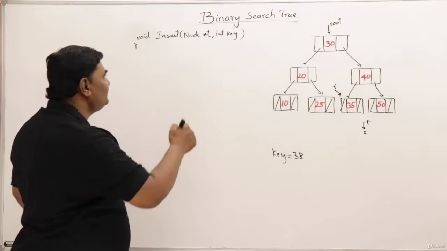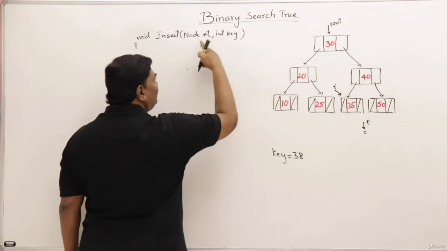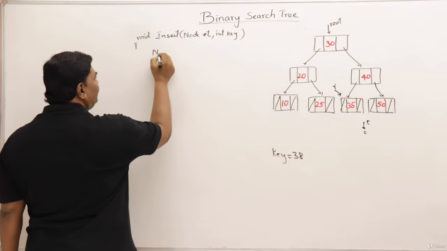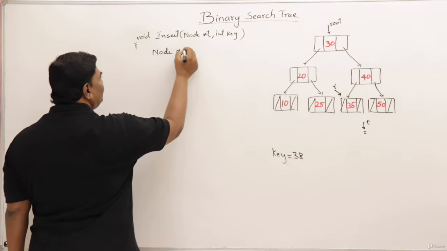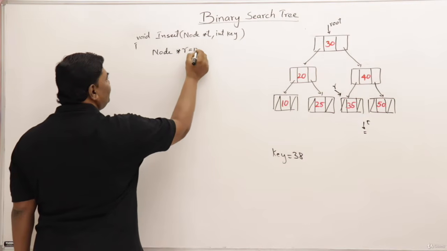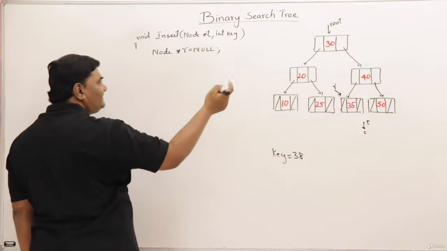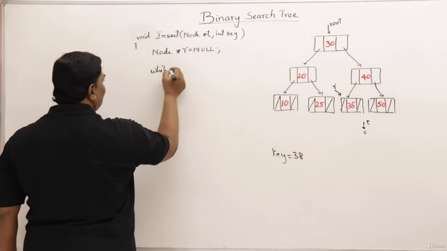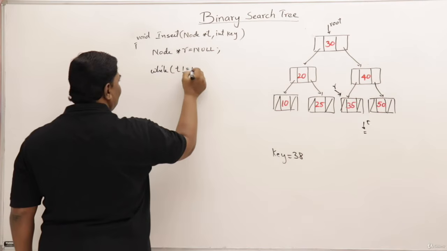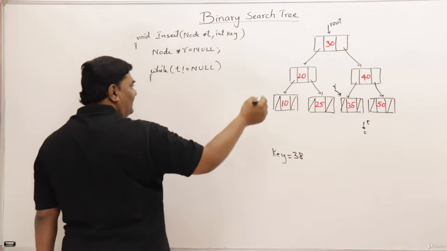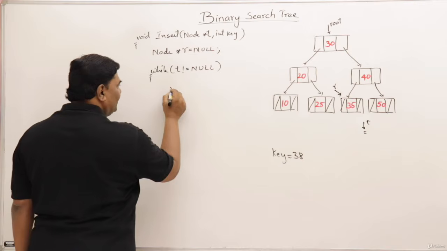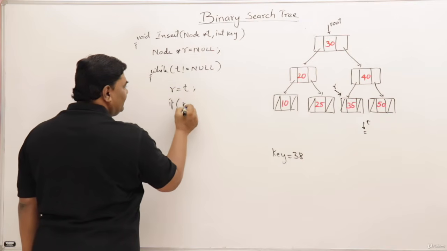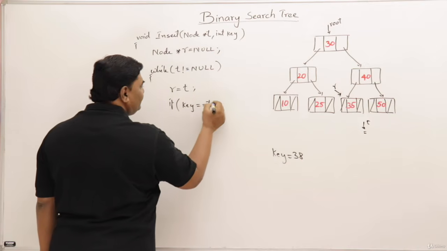So insert function, pointer to root, T is a pointer to root, and the key that we want to insert. So for this we need a tail pointer. So I will declare a pointer R, which will be initially null. I have to just search for the key, right? Search for the key. So for searching, we need a loop, that is T is not equal to null. Then we have to check and move T. But before that, R should come upon T. Then check if key is equal to T's data.